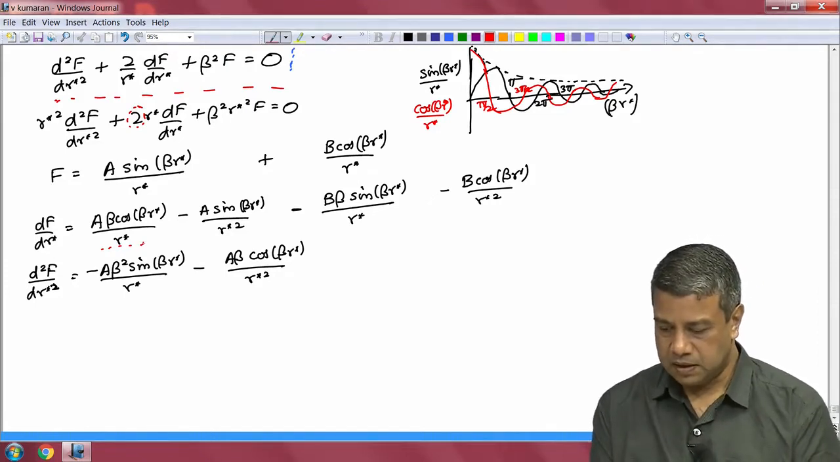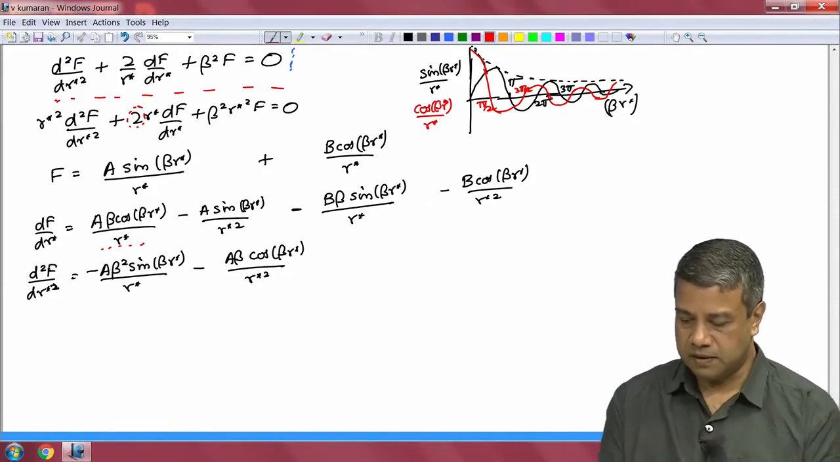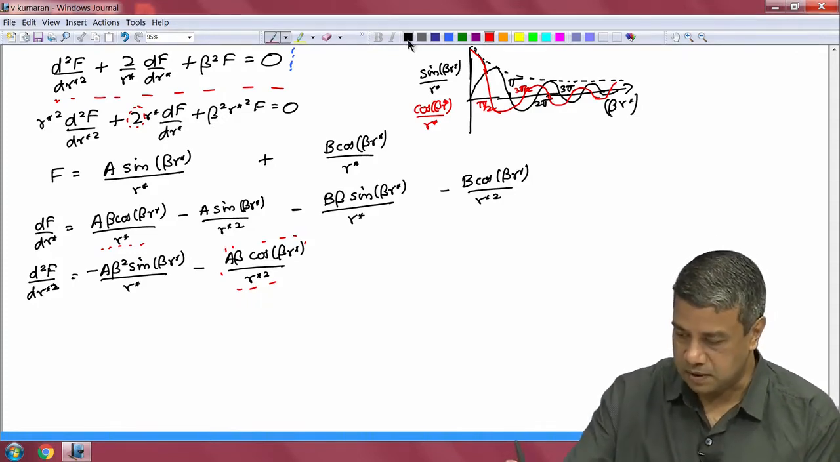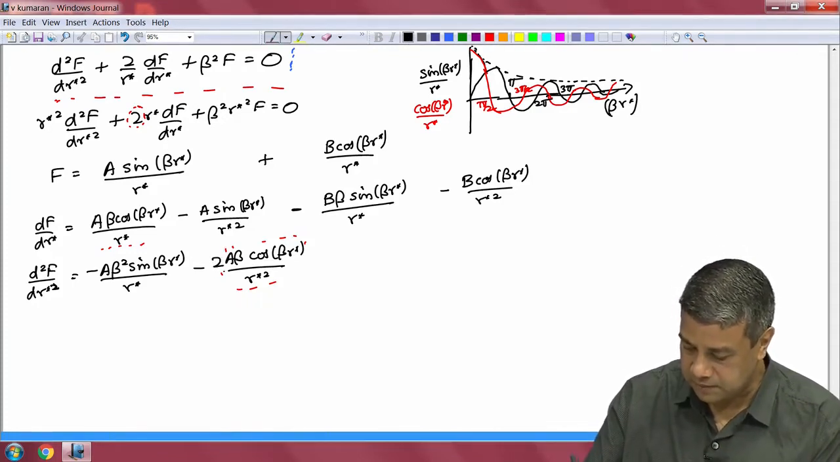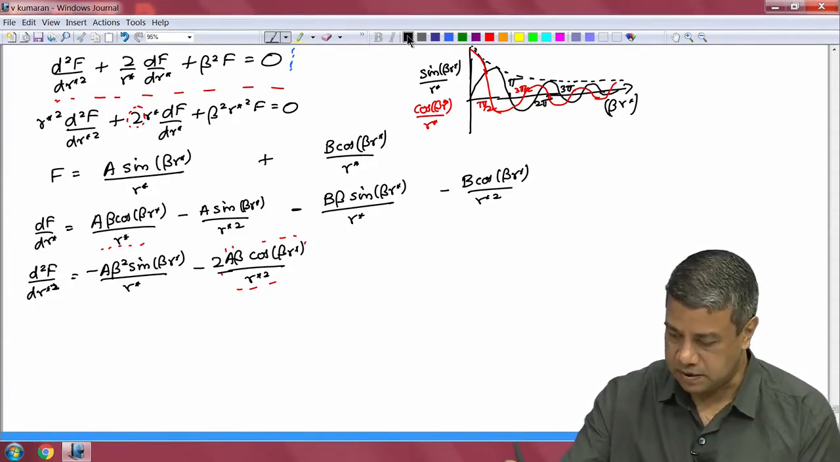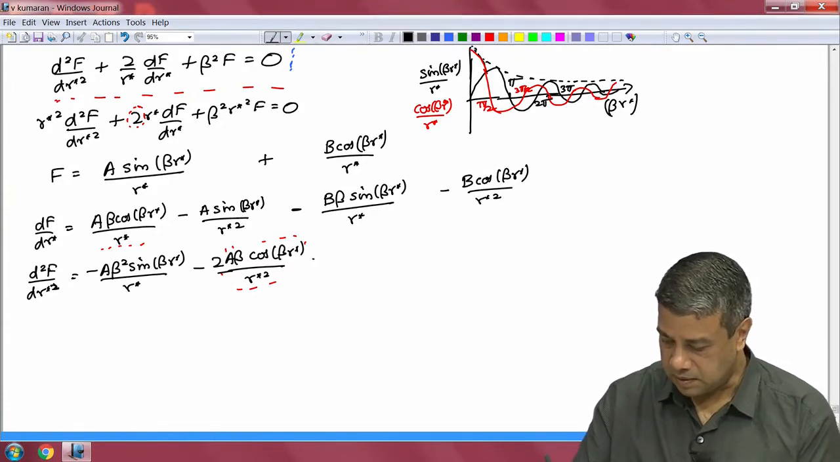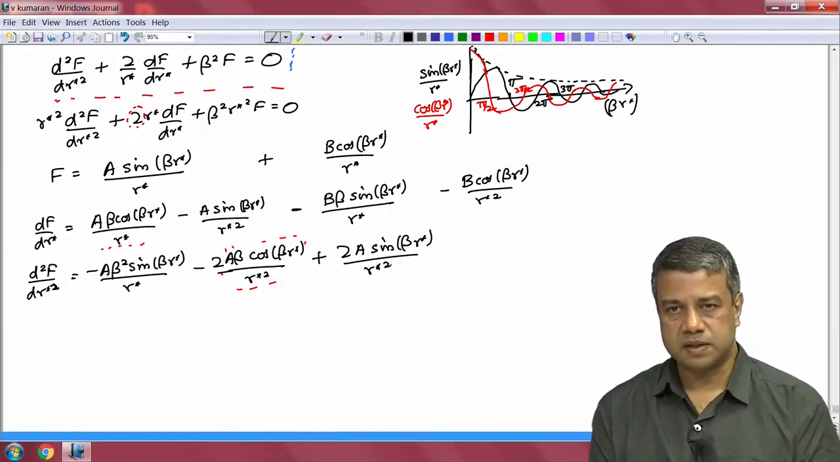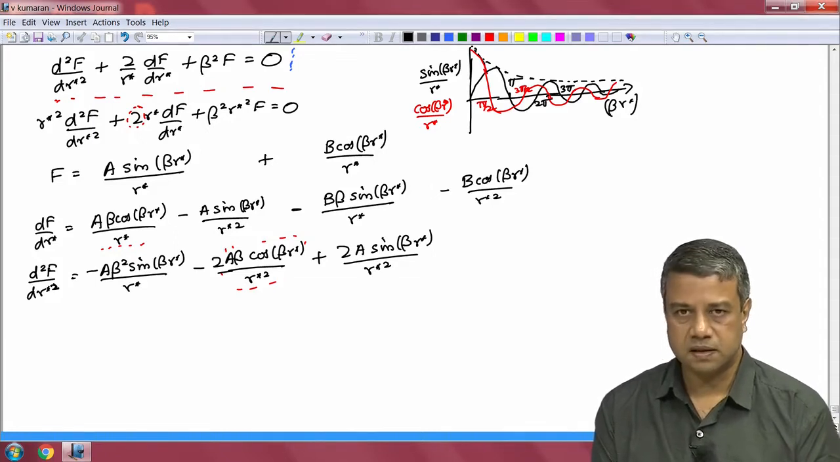The derivative of the second term, the numerator, will give you a contribution that is identical to this. So, I will get 2 times here. And then I have to differentiate the denominator, and I will get here plus 2 a sine of beta r by r cubed. Derivative of 1 over r square is minus 2 by r cubed. So, that is the first term.